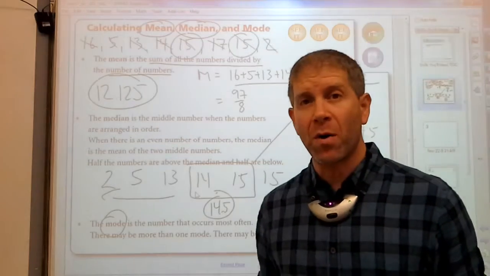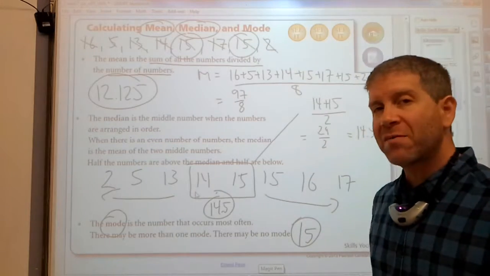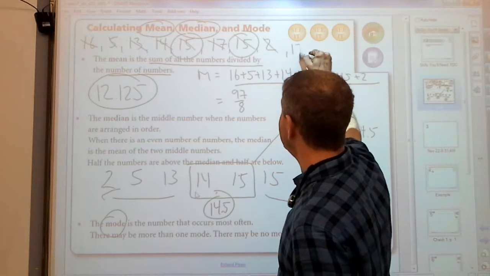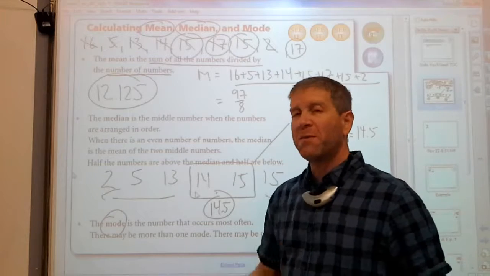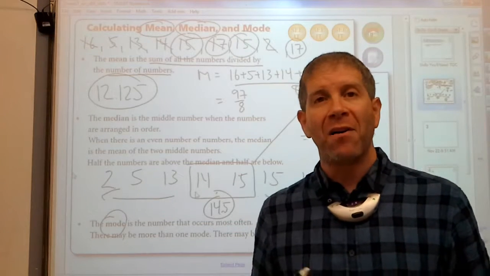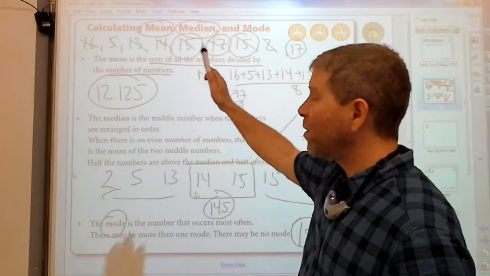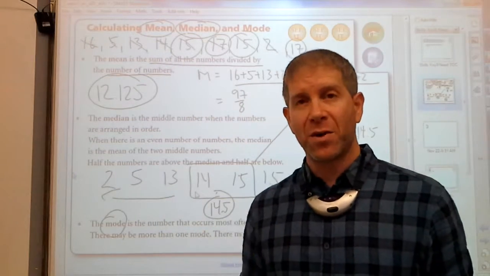Can you have 2 modes? Absolutely. If you have a set of numbers with, let's say, 2 15s and 2 17s as well, the mode would be 15 and 17. Finally, can you have no mode? Absolutely. If every single number shows up only one time, there's no mode.